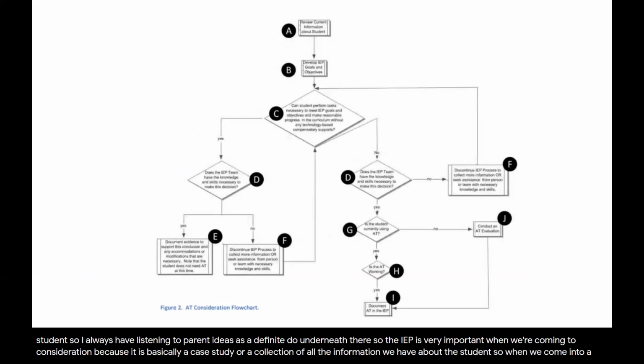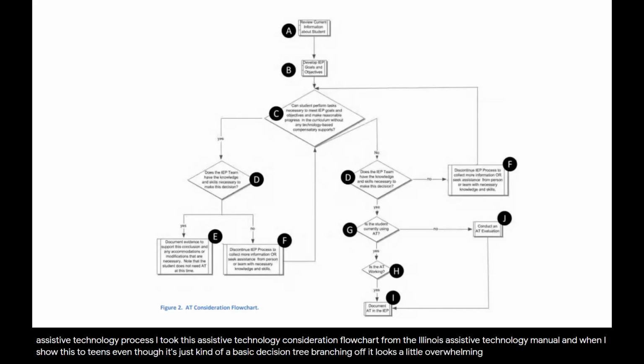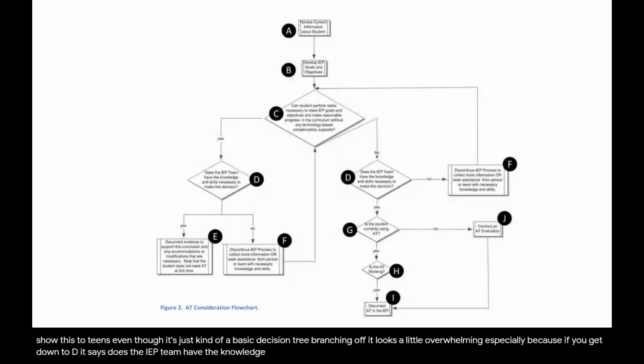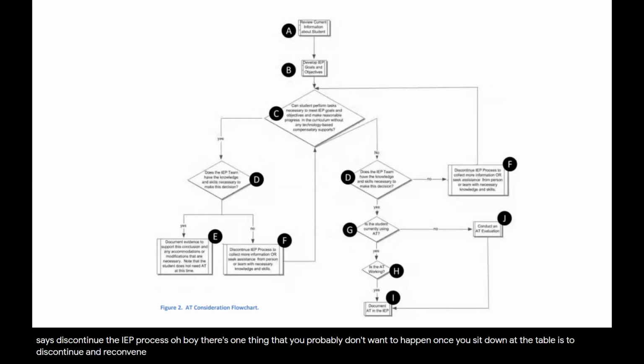So when we come into an assistive technology process, I took this assistive technology consideration flowchart from the Illinois Assistive Technology Manual. And when I show this to teams, even though it's just kind of a basic decision tree branching off, it looks a little overwhelming, especially because if you get down to D, it says, does the IEP team have the knowledge and skills necessary to make the decision? And if you get down to F with no, it says discontinue the IEP process. Oh boy, there's one thing that you probably don't want to happen once you sit down at the table, which is to discontinue and reconvene the IEP.